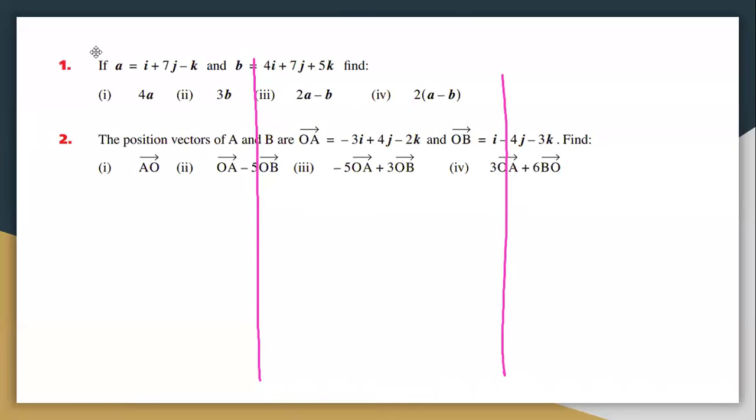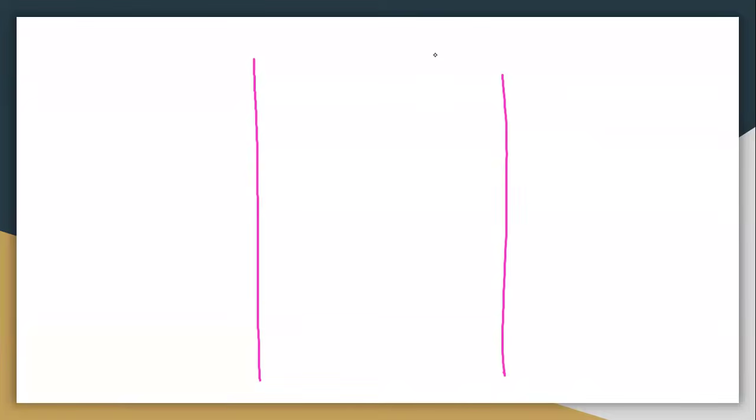Now, in vectors, there are three things we need to learn: addition, subtraction, and what we call scalar multiple. So allow me to summarize all three on this one screen. The first one I'm going to start with is what we call addition of vectors.